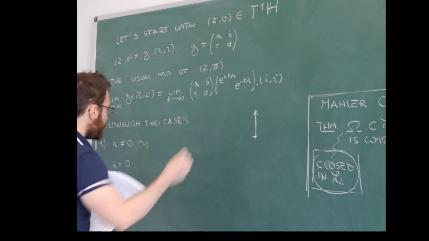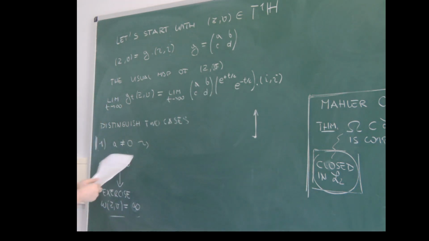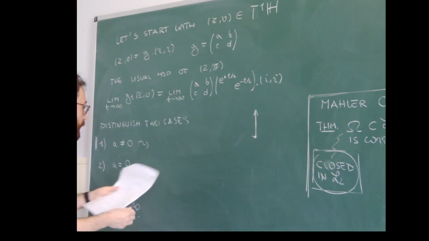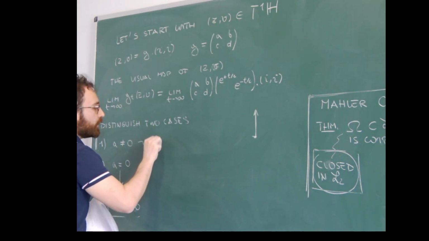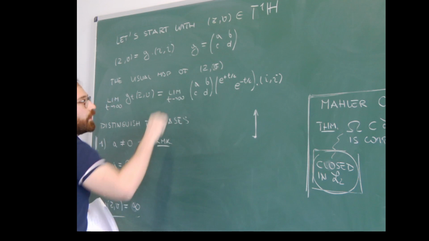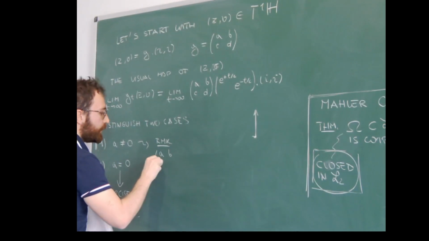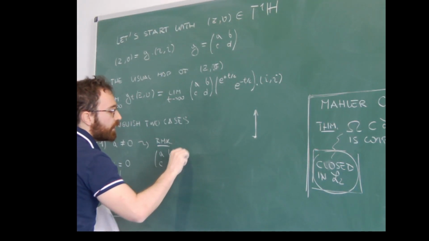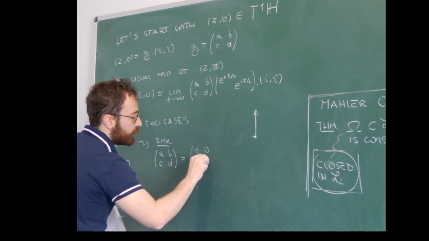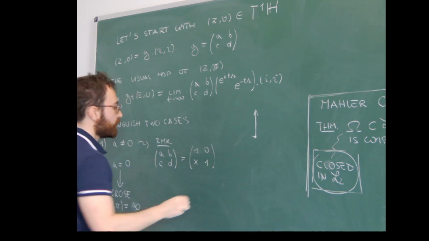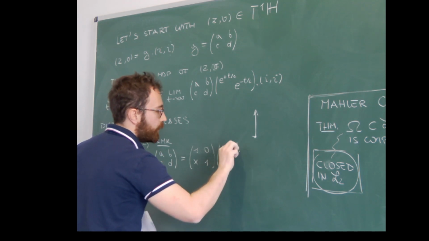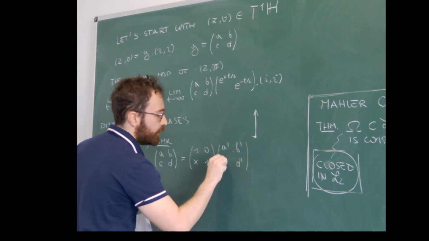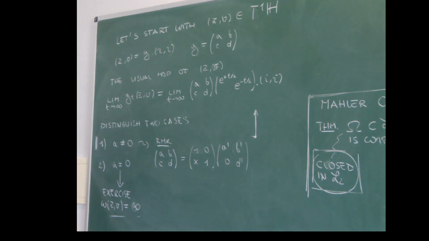Right? So let's do exactly what Davide did last time. If A is different from 0, remark: I have that A, B, C, D can be written as 1, 0, 1, X times A prime, B prime, D prime, 0.